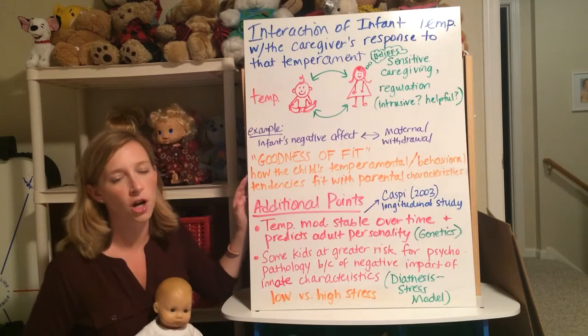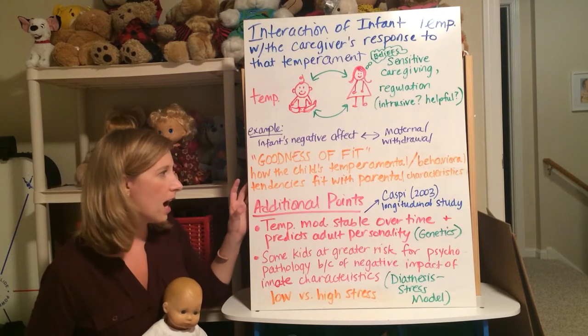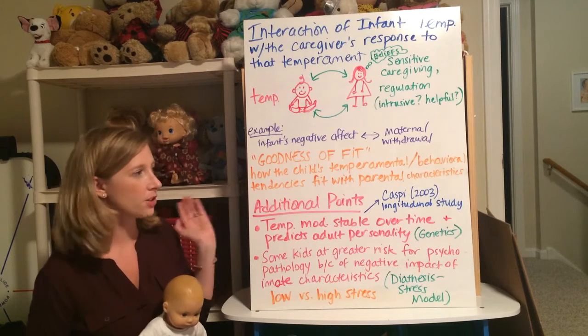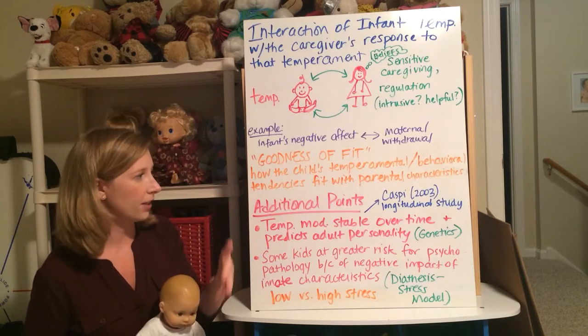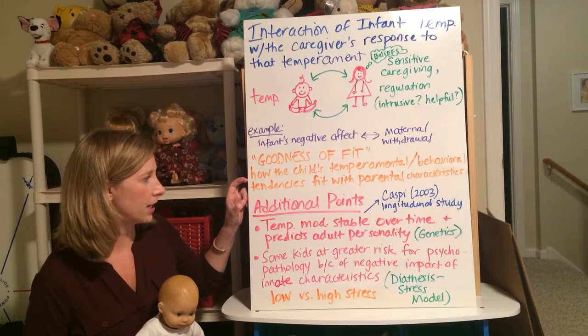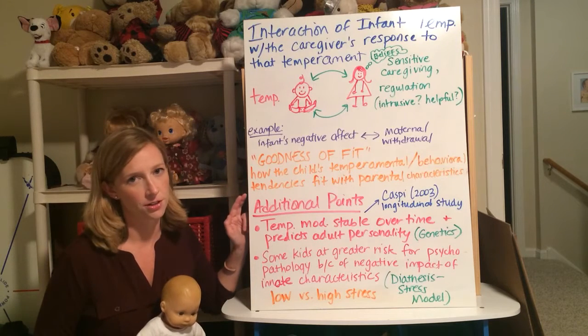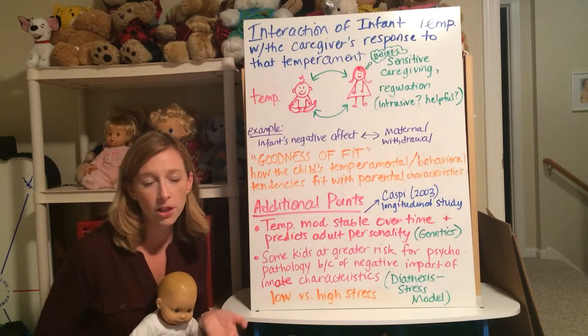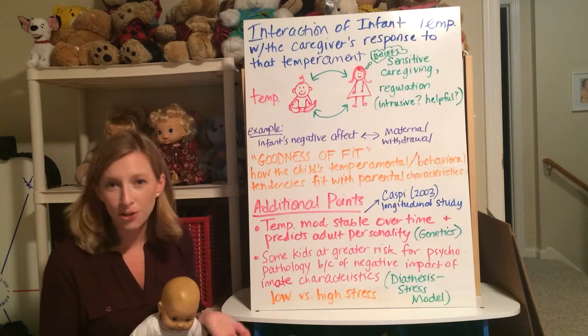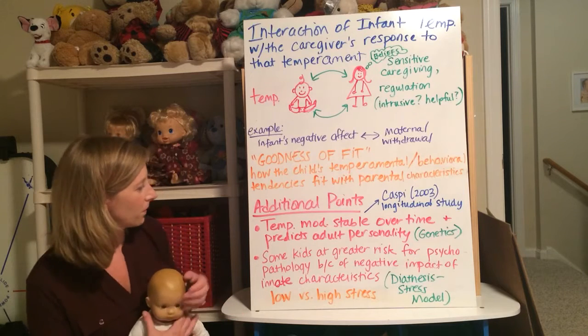Thomas and Chess also talk about this idea of goodness of fit, where what's critically important is the match between the child or the infant's temperament and the caregiving style. So how well does the child's temperament and behavioral tendencies fit with parental characteristics? So if you have an easygoing temperament with an easygoing parenting style, that's a great match. There are other combinations that are not such a great match.